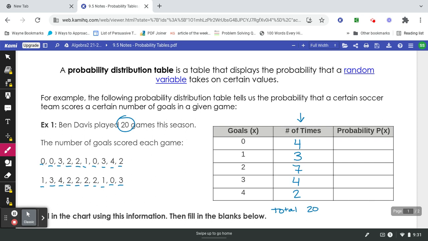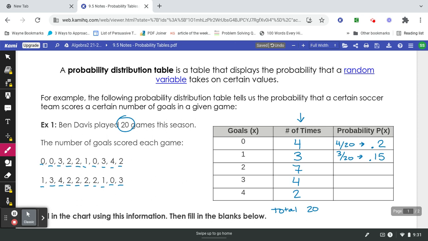And in order to get the probability, we're going to divide the number of times by the total. So 4 divided by 20. And then we just type that into our calculator. And that would get us 0.2. And then same thing, 3 divided by 20. And you could write that out if you wanted to, or you could just type it into your calculator. 0.15.